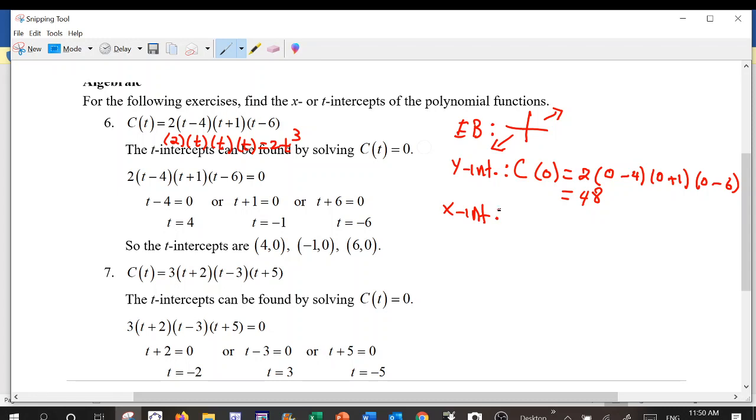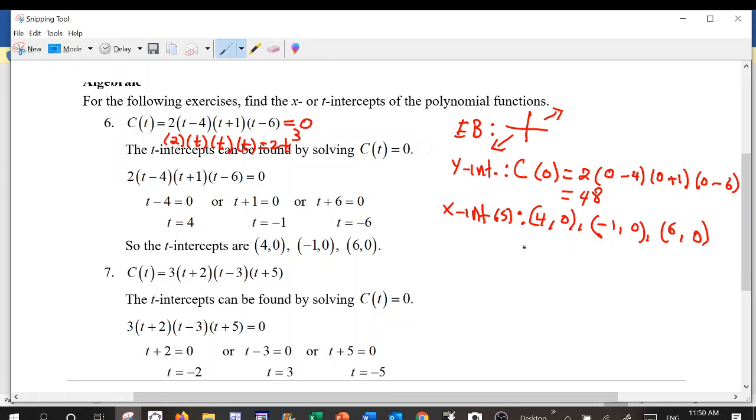Now, as we discussed before, x-intercepts are the opposites of these numbers. So if you set this equal to 0, then this equals 0, this equals 0, and this equals 0. So the opposite of negative 4 is 4, 0, so that's 1 x-intercept. The opposite of 1 is negative 1, 0, another x-intercept, and the opposite of -6 is 6, 0.